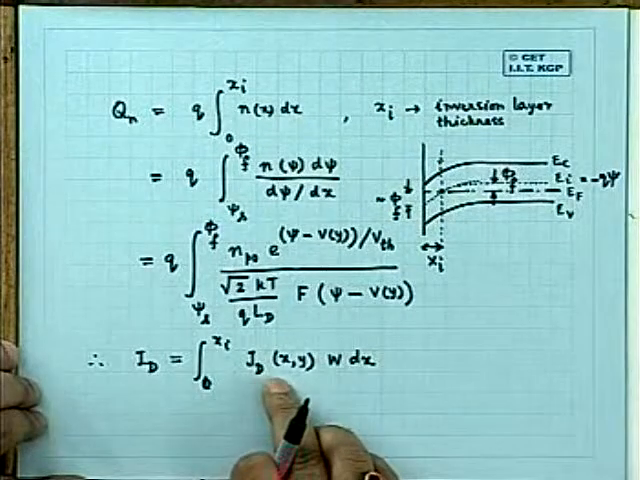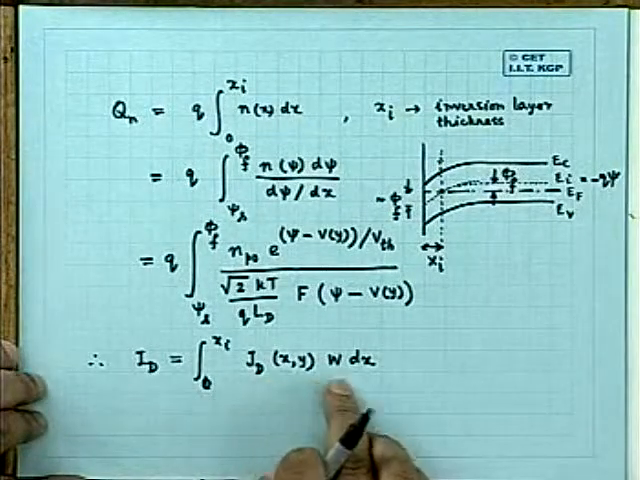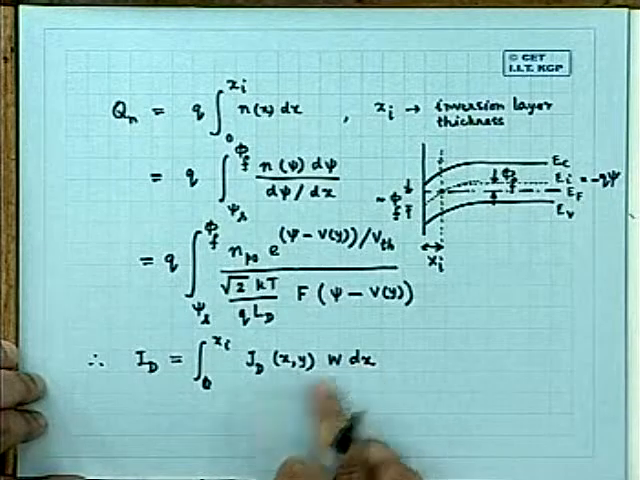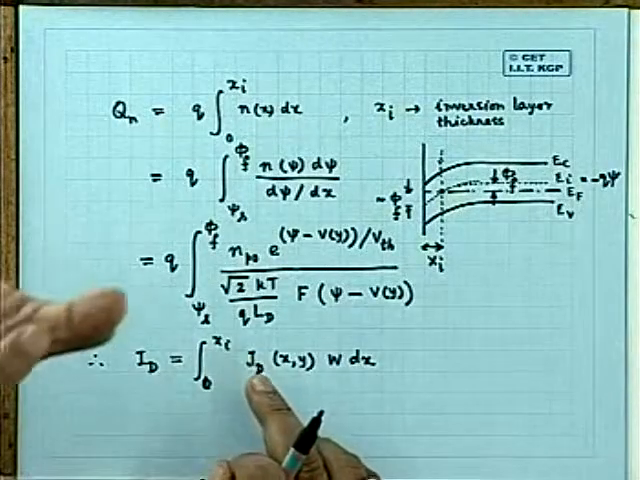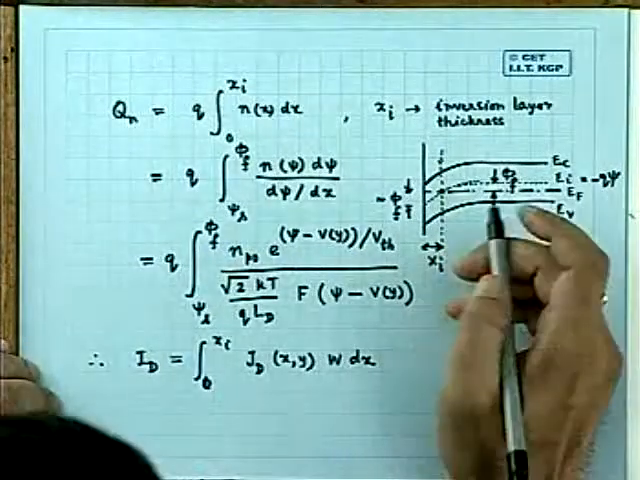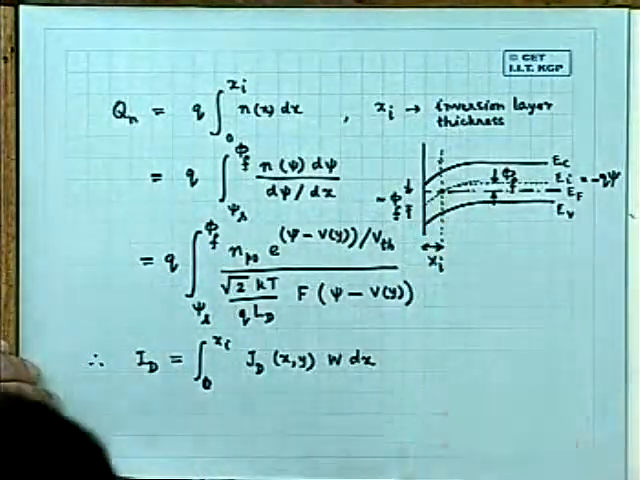Therefore, I have to integrate. JD is a function of y, yet z is a function of x. So, what I am doing, I am integrating from 0 to xi, that means the inversion layer thickness. This xi is an extended one. Actual inversion layer drops very quickly. I will come to that afterward.